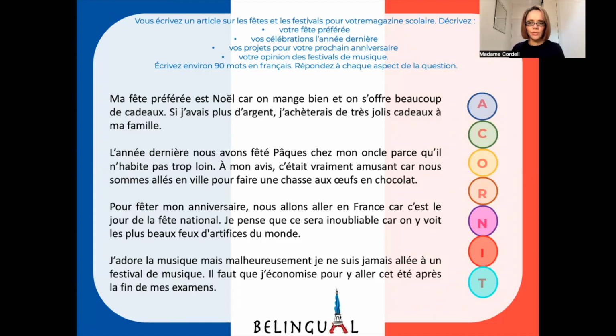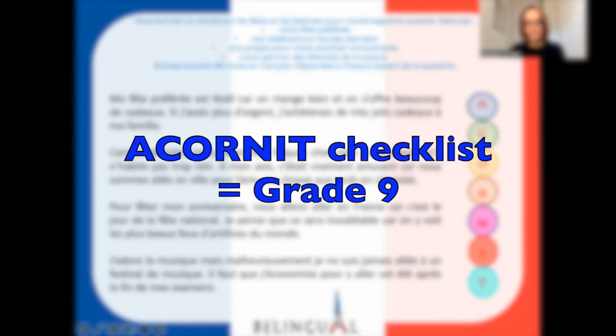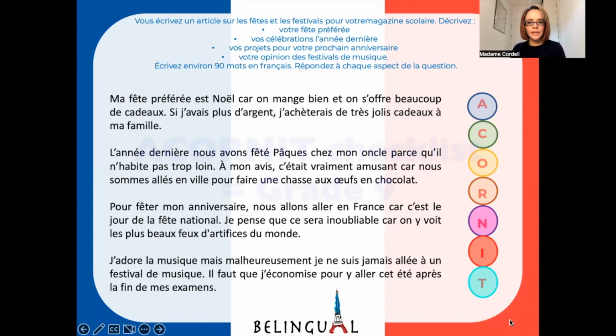Okay, so we finished writing our essay. Now we are going to have a look at our checklist and ensure we have everything we need in our essay to get a good grade. Okay, so let's start with adjectives. Alors, nous avons joli, amusant, inoubliable et beau.